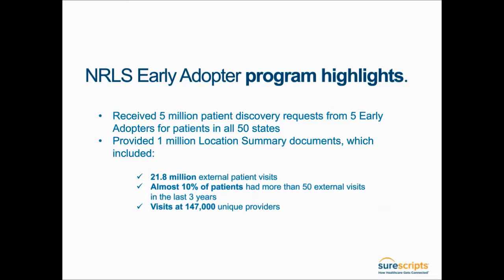That has produced a return to those early adopters of about 1 million location summary documents, so that listing of where has a patient been seen, what was the date of service, who were they seen by. Contained within those location summaries is somewhere on the scale of 21 million external patient visits that were identified. Nearly 10% of the patients identified there had more than 50 external visits over a 3-year period.